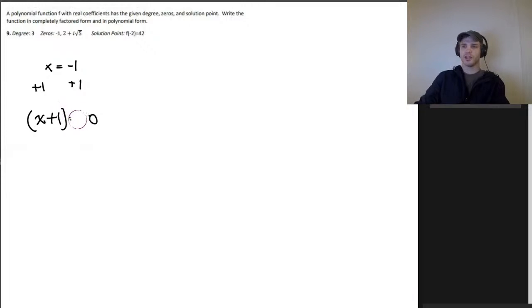Now, if this is a factor and the degree is 3, I get 1 degree from this linear factor. The remaining factors should all be part of a quadratic. I don't know what form this quadratic will take, but if I assume it takes the shape of a general quadratic, ax squared plus bx plus c, then I know that the remaining zero has to be a zero of this thing.